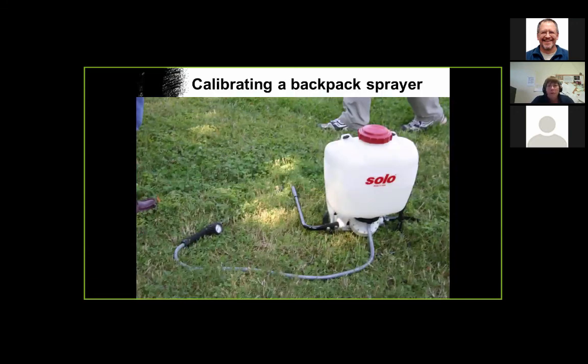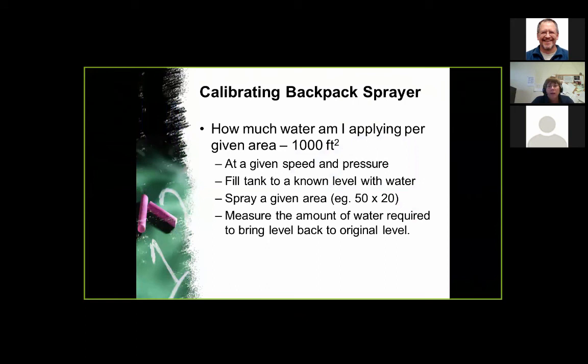You can use the same kind of math approach in calculating a backpack sprayer. We'll do this real quickly. So to calculate a backpack sprayer, how much water am I going to apply per a given area? Let's call it 1,000 square feet. So at a given speed and pressure, you want to fill the tank to a known level with water, spray out that given area. So 50 by 20 would be a convenient way of getting 1,000 feet squared, and then measure the amount of water required to bring the level back to the original level.